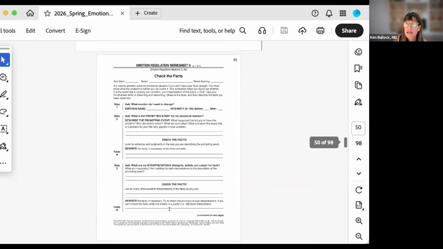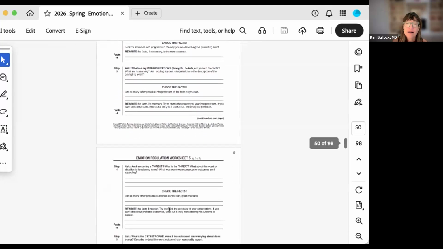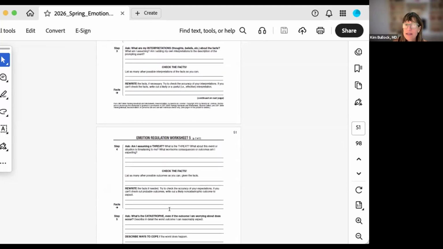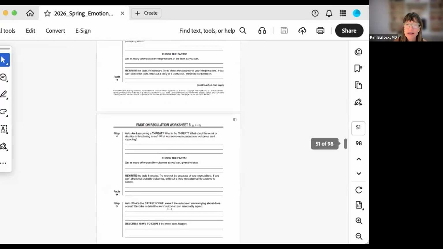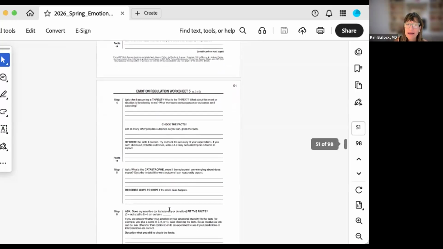I know oftentimes I'll get an email and I'll have an emotional reaction and I'll read the email again, or I'll read the email to somebody else to make sure that I've got the facts, that I'm not adding interpretations. I might write down what they said. And then step 4 is, what is the threat? What are you worried about? What's the event or situation that's threatening to you, and the consequences and outcomes that you're experiencing? Then check the facts, list as many possible other outcomes, give the facts, and then rewrite that.